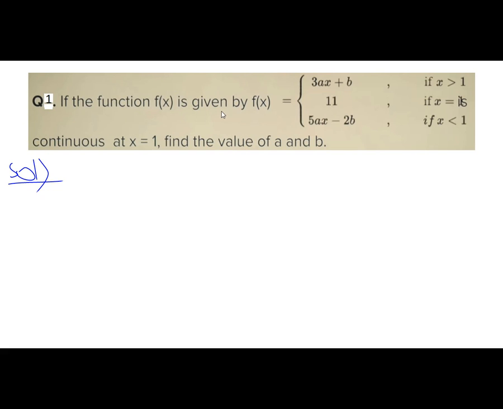Here, the function f of x is given, and I have provided three values of f of x at the respective intervals. If x is greater than 1, f of x is 3x plus b. If x equals 1, f of x equals 7. And if x is less than 1, f of x is 5x plus 2b.